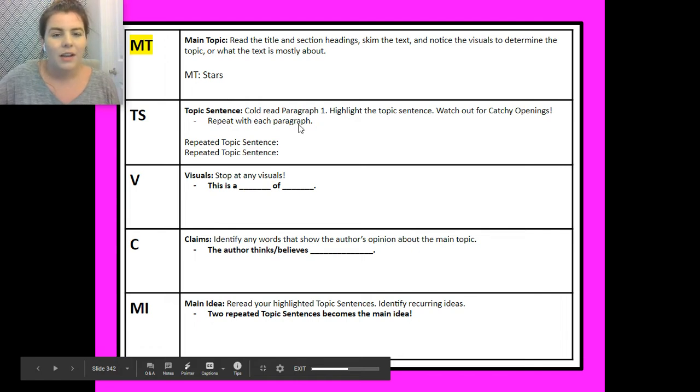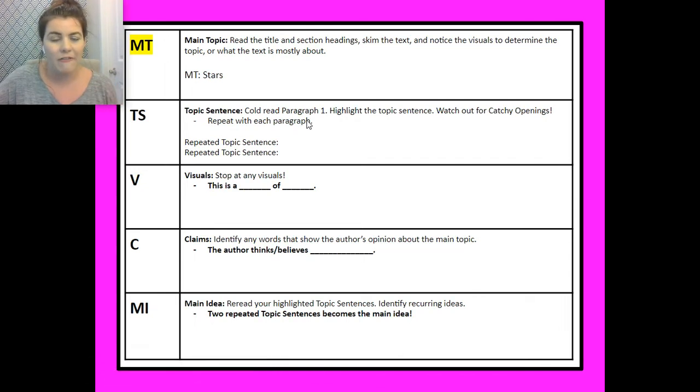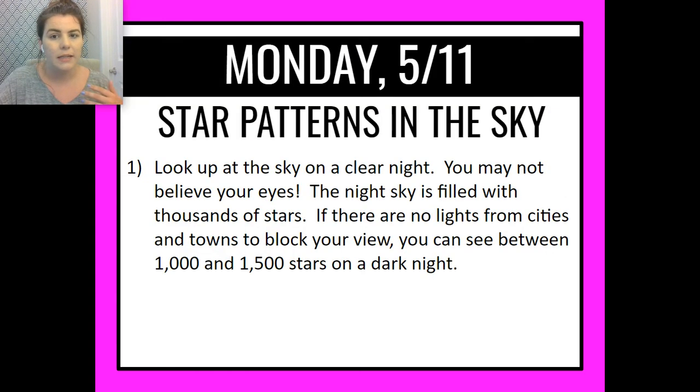Good work. So now I know that the next step in my graphic organizer is to cold read each paragraph and then highlight the topic sentence. So what I'm going to do is look at some of these paragraphs. Instead of working in that one big text, I took the text and snipped the paragraphs in here so it was a little easier for us to look at. I'm going to reread the paragraph and look for the topic sentence. Remember, the topic sentence is the sentence that tells me what this paragraph is mostly about. So let's take a look.